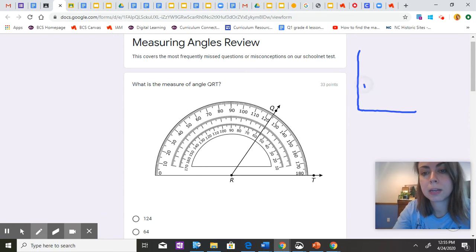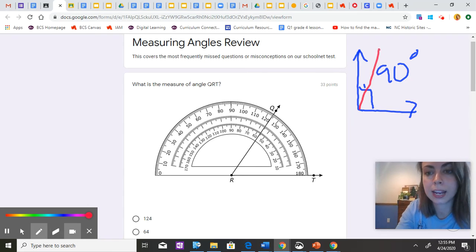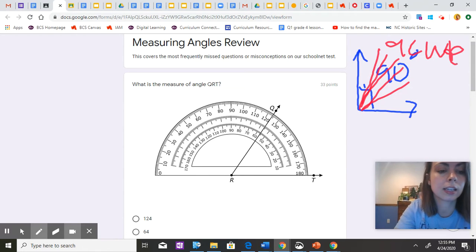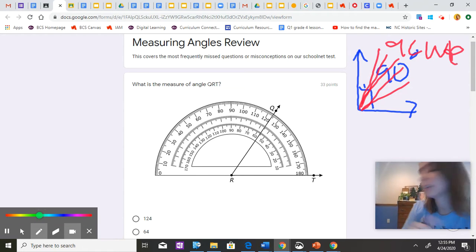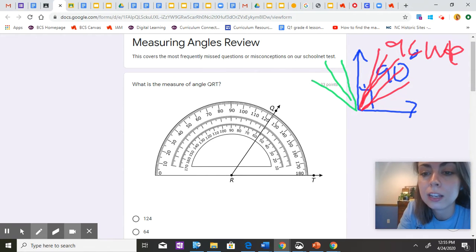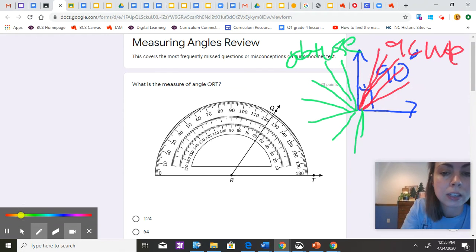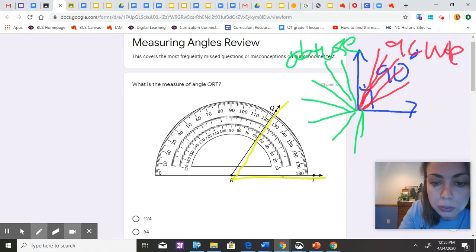So if this is my 90-degree angle, and we know that that's 90 degrees, anything less than that, 89, 88, 87, 86, 85, 10, 15, 21, 30, those are all acute, and anything more than that, so 91, 92, 93, 94, 95, 110, 120, 130, 140, 150, 270, all of those are going to be obtuse angles. So when you look at these, you will look at if it's acute or it's obtuse.